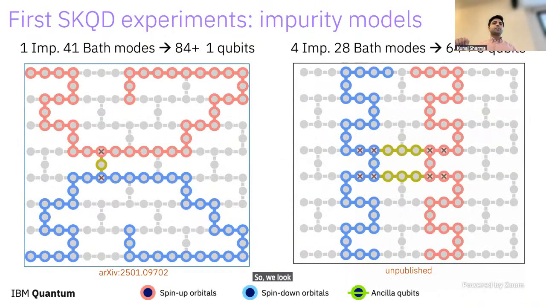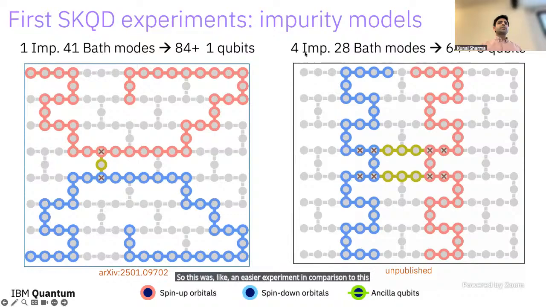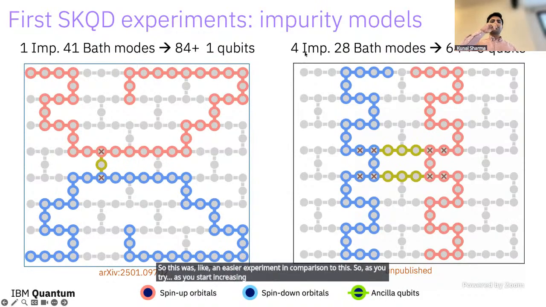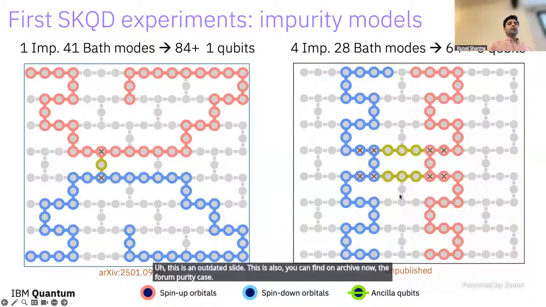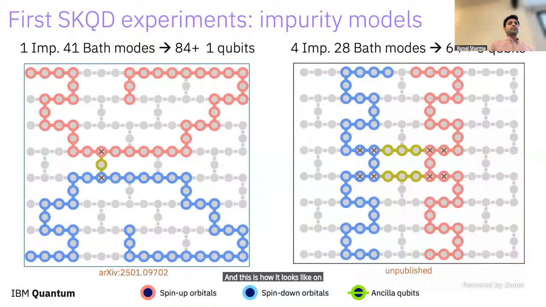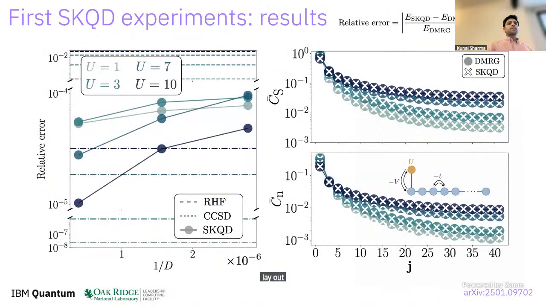So we look at two different kinds of problems. One is 1 impurity and 41 bath sites. Another one is 4 impurities and 28 bath sites. So this was an easier experiment in comparison to this. As you start increasing the number of impurities, the problem becomes challenging for classical methods as well. So we started with this, got a good signal, and that inspired us to try an even more difficult system. This is an outdated slide. You can find the 4 impurity case on arXiv now. And this is how it looks on the IBM devices once you lay out these problems.